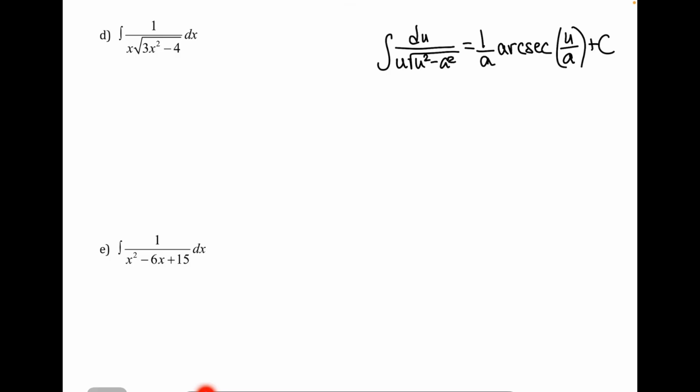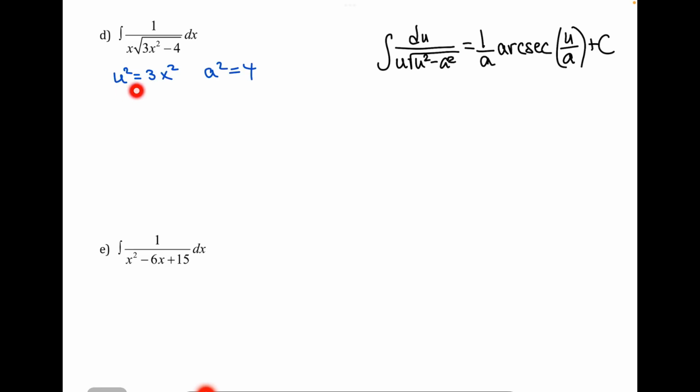Here's my next example. I have the antiderivative of 1 over x square root 3x squared minus 4. This one fits into the arc secant pattern. We have the x outside of that square root. We have a 3x squared minus 4, so variable squared minus constant inside the square root.